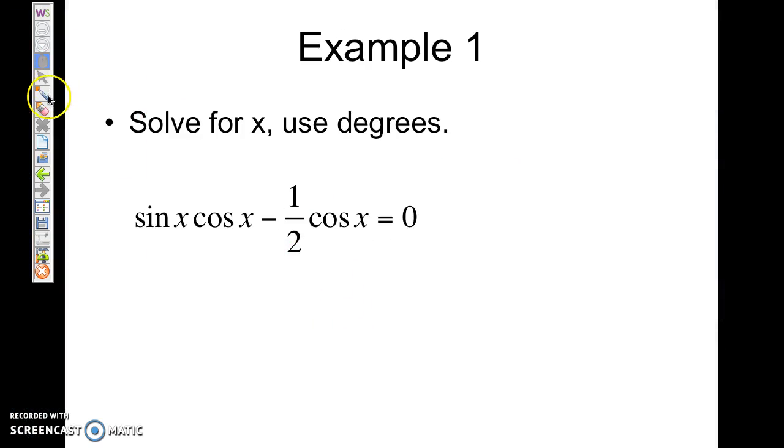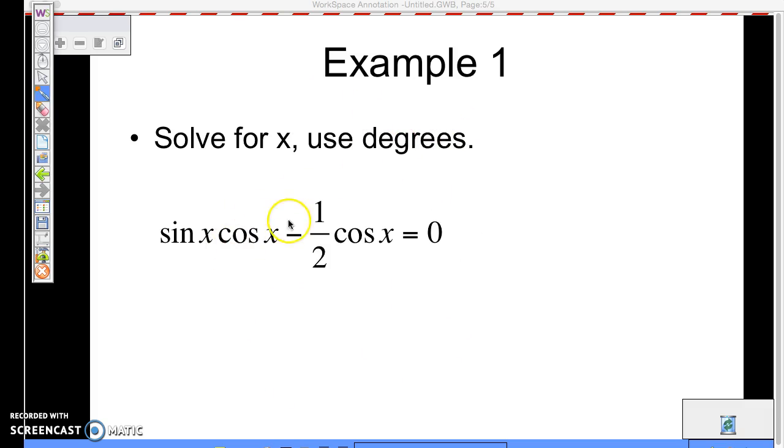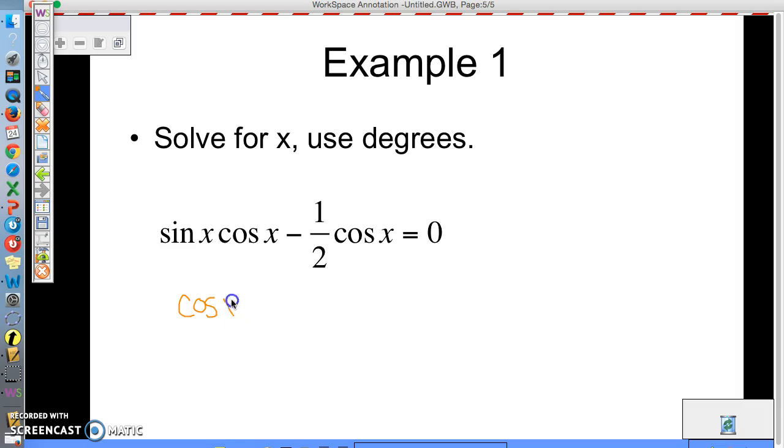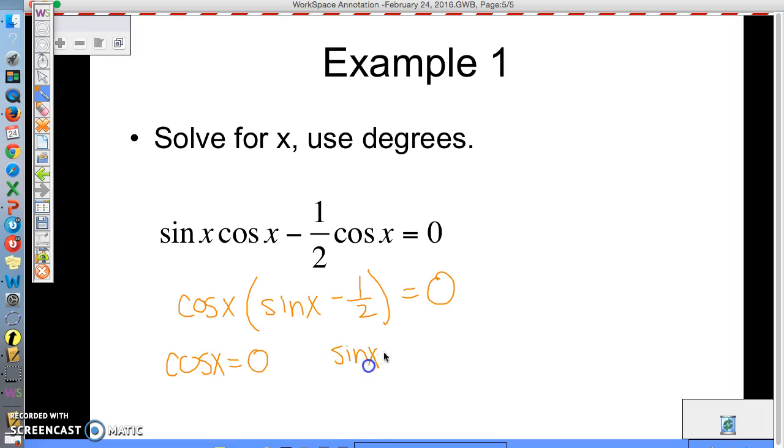Well, we can do the same type of thing with trig here. We can factor something. Both of these have the cosine of x in it. So factor out the cosine of x. So then we have the sine of x minus 1/2 equals 0. If we distribute it again, we'd have this. So we could solve this. Either the cosine of x equals 0 or the sine of x minus 1/2 equals 0. So we end up with, well, the sine of x equals 1/2.